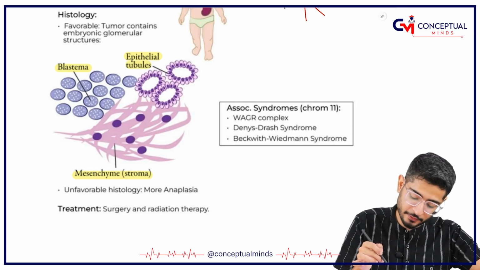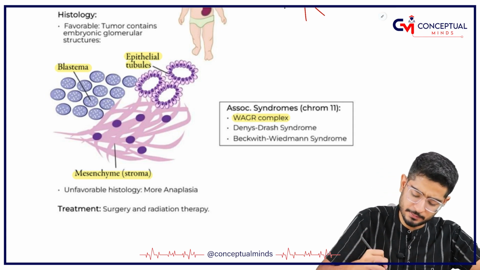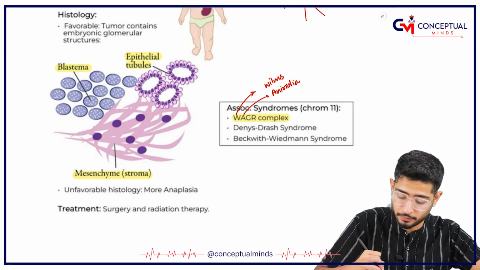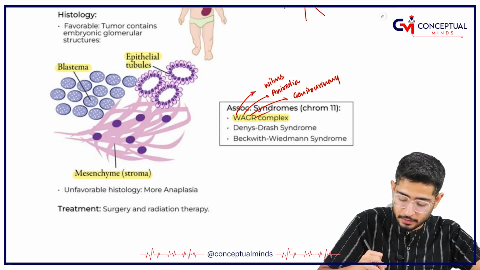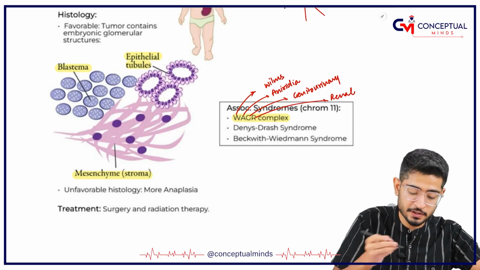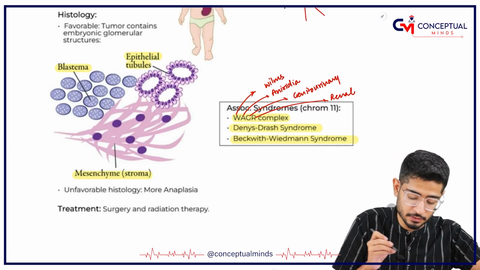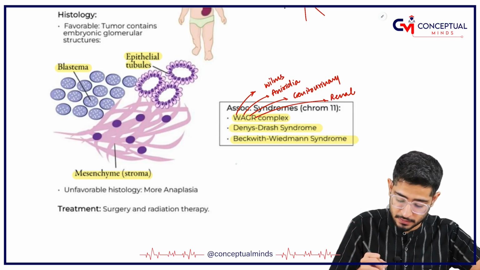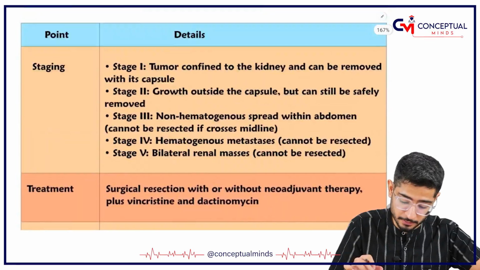And of course it is associated with WAGR complex. What is WAGR? W for Wilms tumor. A for aniridia, that means the iris is not going to form properly. G for genitourinary tract abnormalities. R for some renal abnormalities. It is also associated with Denys-Drash syndrome and Beckwith-Wiedemann syndrome. These are important syndromes with which Wilms tumor is associated.